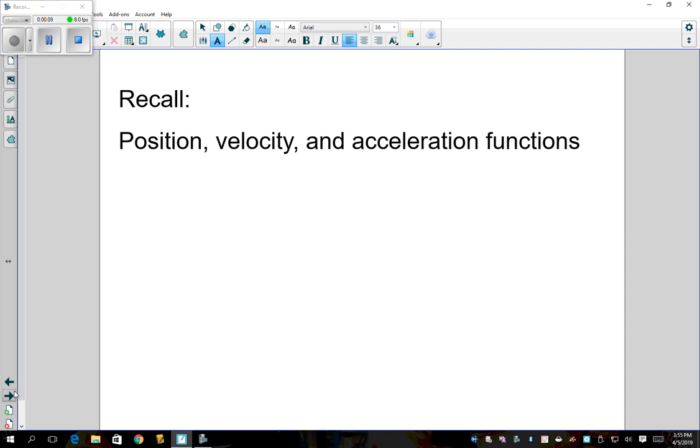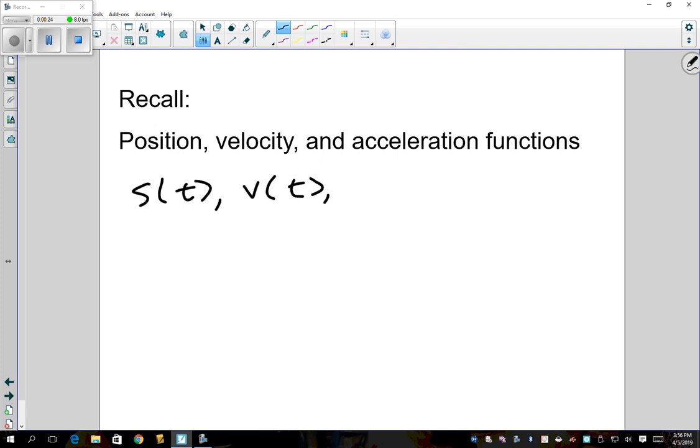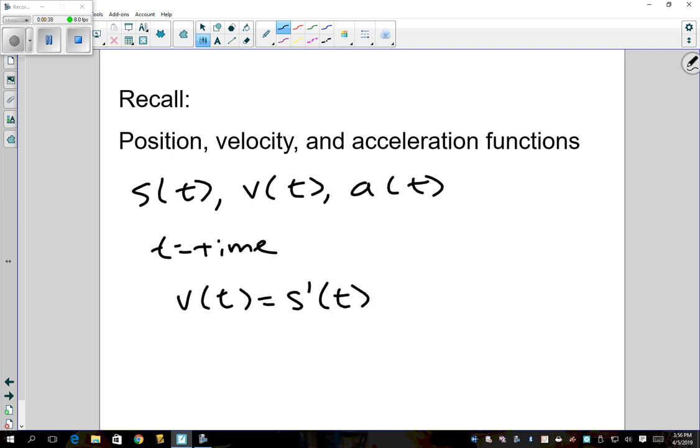First, we need to recall the position, velocity, and acceleration functions. When we first encountered these functions, we learned that position is generally written as s of t, velocity is written as v of t, and acceleration as a of t, where t is some time. And we know that our velocity is the derivative of our position function, and our acceleration is the derivative of our velocity function.